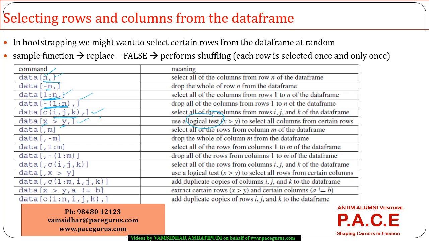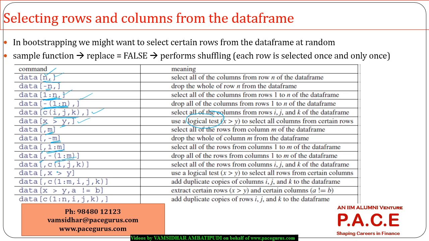And what does this say? You are putting blank in the rows. So get all the rows, mth column. Get all the rows except the mth column, right? All the columns except the mth column. All the rows, only the 1 to m columns, not all the columns. All the rows, all the columns except the first m columns.